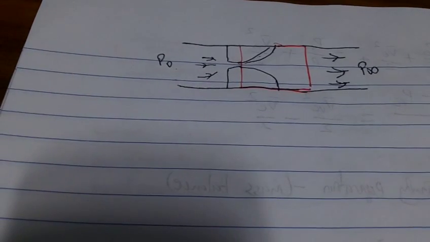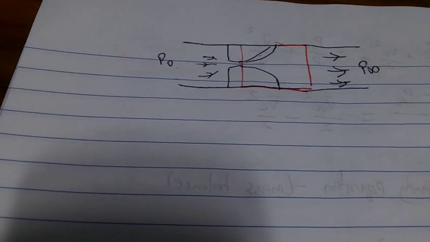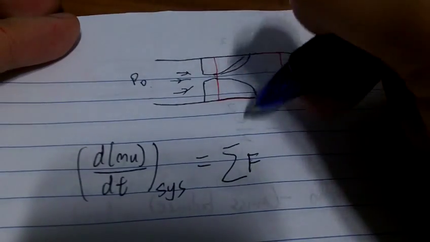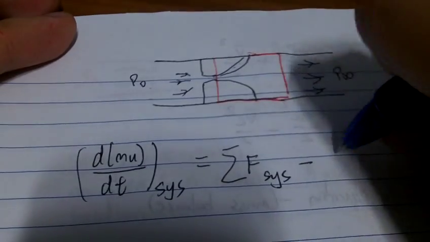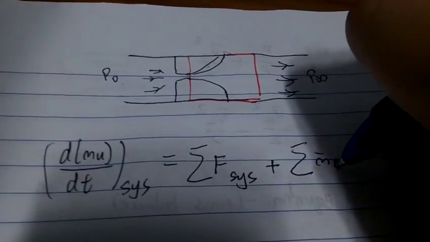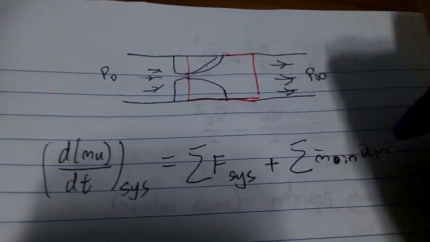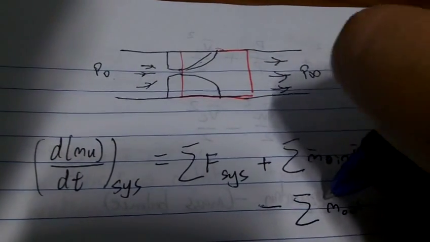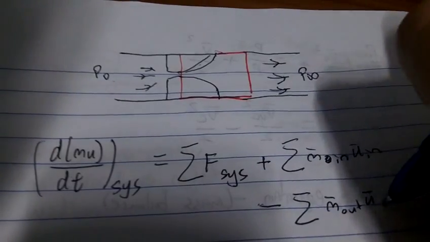So you can think of it as an inelastic collision where momentum is still conserved but there's energy lost. Alright, so let's do our momentum balance equation. The change in momentum in the system equals the sum of force acting on this system, plus the force due to the momentum flows going into the system, minus the force due to the momentum or the mass flow rates leaving the system.